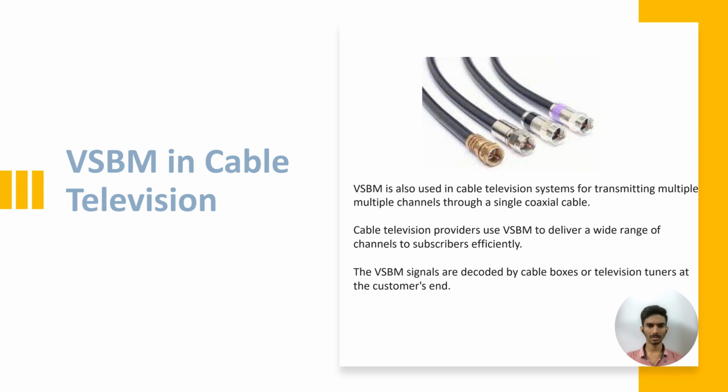VSBM in cable television. VSBM is also used in cable television systems for transmitting multiple channels through a single coaxial cable. Cable television providers use VSBM to deliver a wide range of channels to subscribers efficiently. The VSBM signals are decoded by the cable boxes or television tuners at the customer's end.